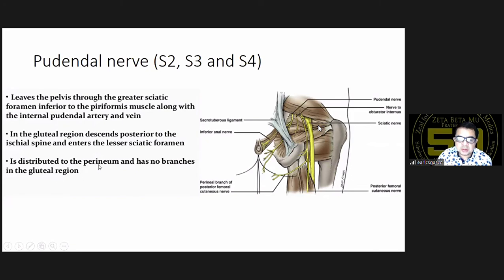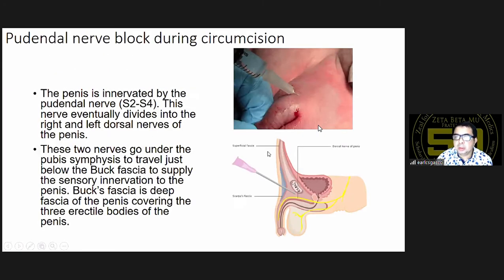So it is a deviation to the perineum. It has no branches to the gluteal region. It just passes through, but it has no branches. It does not innervate the gluteal region. It's more in the perineum and the skin of the penis, actually. Okay, so here is a clinical application of the anatomy of your pudendal nerve.